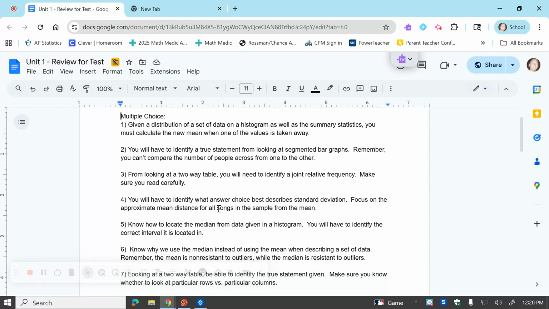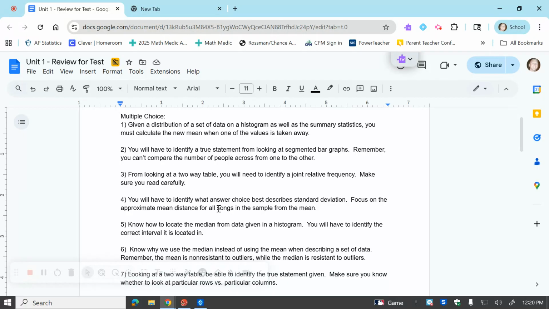Number 3. From looking at a two-way table, you will need to identify a joint relative frequency. A joint relative frequency. Make sure you know what I mean by joint relative frequency. Okay, read carefully, and you should be able to figure out what the correct answer is for number 3. Key words here, joint relative frequency.